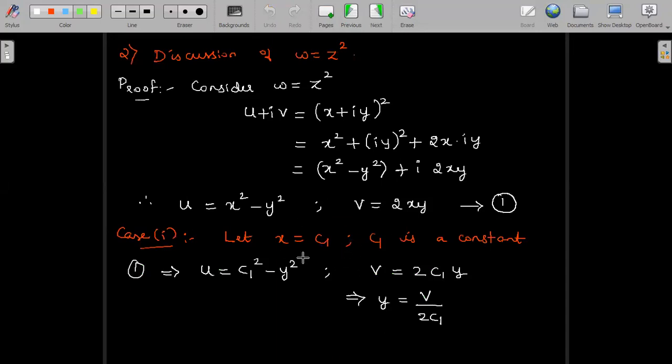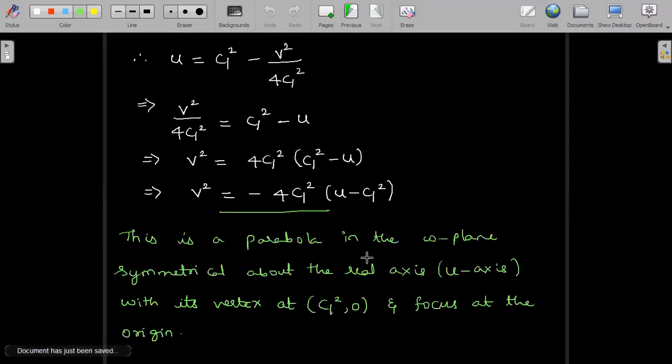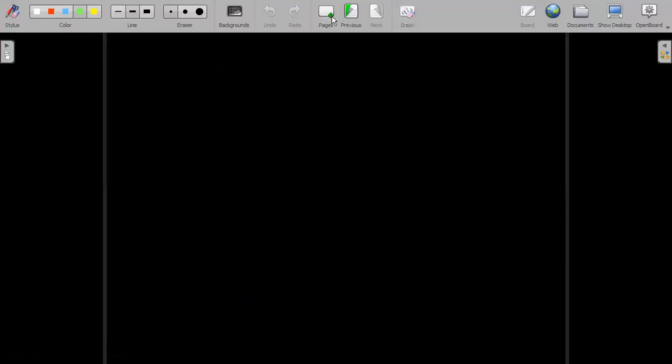So when we take x is equal to C1, which represents a straight line parallel to the y-axis in the z plane, we saw that it is mapped onto a parabola in the w plane. Later we will draw the z plane to w plane mapping and show the transformation through figures. Now we will discuss the next case. Case 2, taking y is equal to C2.